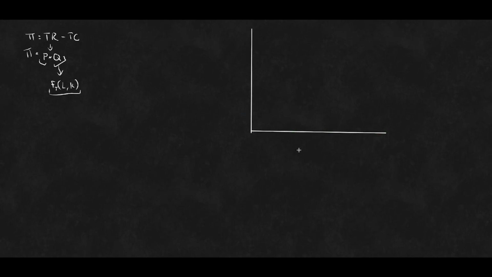And let's take a look. So we have our axes. Let's say that this axis here, this is our total product, our Q, the amount of stuff we're producing. Here on the horizontal is our number of workers. And what we would expect is something like this to be our production function.